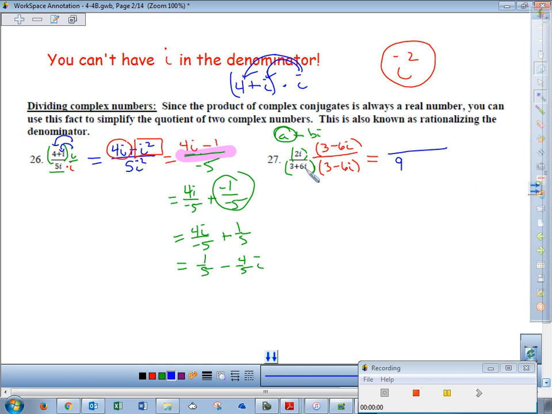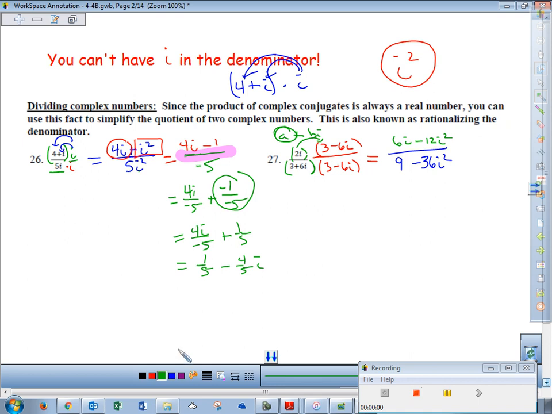Last terms times each other, 6i times negative 6i would be minus 36i squared. Cool? Let's go upstairs. I've got a monomial times a binomial. You need to distribute. So don't we need to take 2i times 3, which is 6i, right? And then 2i times negative 6i, which is negative 12i squared. Everyone comfy with what I've done?